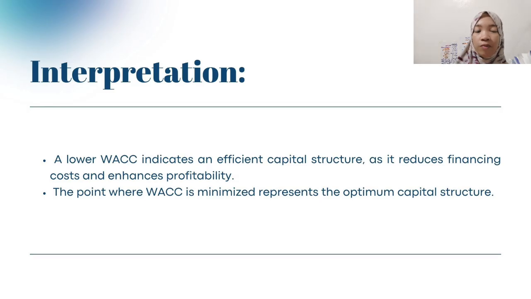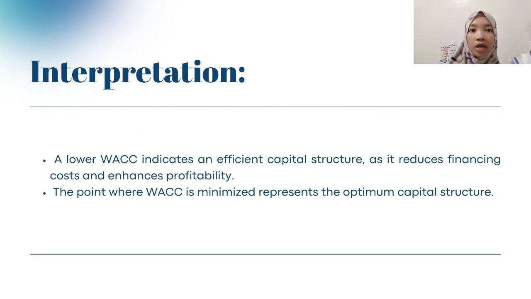Okay, so how do we interpret that result kanina, no, yung 8.84% yung nakuha natin sa weighted average cost of capital? Sabi dito, a lower weighted average cost of capital indicates an efficient capital structure as it reduces financing costs and enhances profitability. The point where the weighted average cost of capital is minimized represents the optimum capital structure. So, sa madaling salita, no, the lower your weighted average cost of capital daw, the better profitability the entity or the company has.